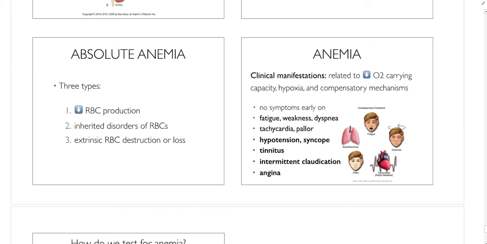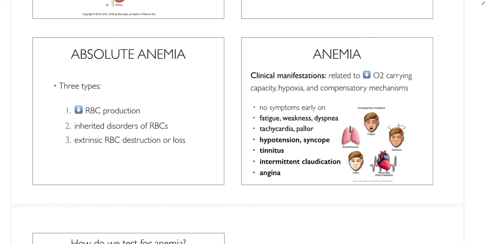With absolute anemia, we can have three different types. We can have a decrease in red blood cell production, maybe there's a tumor, or we can have an inherited disorder of red blood cells, like sickle cell anemia, or we can have extrinsic red blood cell destruction or loss, like having someone stab you with a bull, or I guess the bull would stab you with their horn. You've been gored and you lost blood. I've got to come up with some better examples.